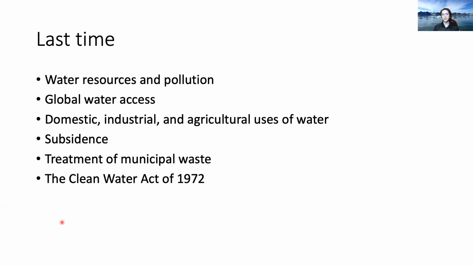Last time we discussed water resources and sources of water pollution. We also, of course, discussed global access to water, and then what are the uses of that water, both domestically, industrially, and agriculturally. We also discussed some outcomes and consequences of water use, particularly in the way of subsidence, and then treatment of municipal waste in cities and urban areas to create municipal water. Finally, we discussed avenues by which water pollution has been mitigated across the United States, particularly within legislative packages within the Clean Water Act of 1972.